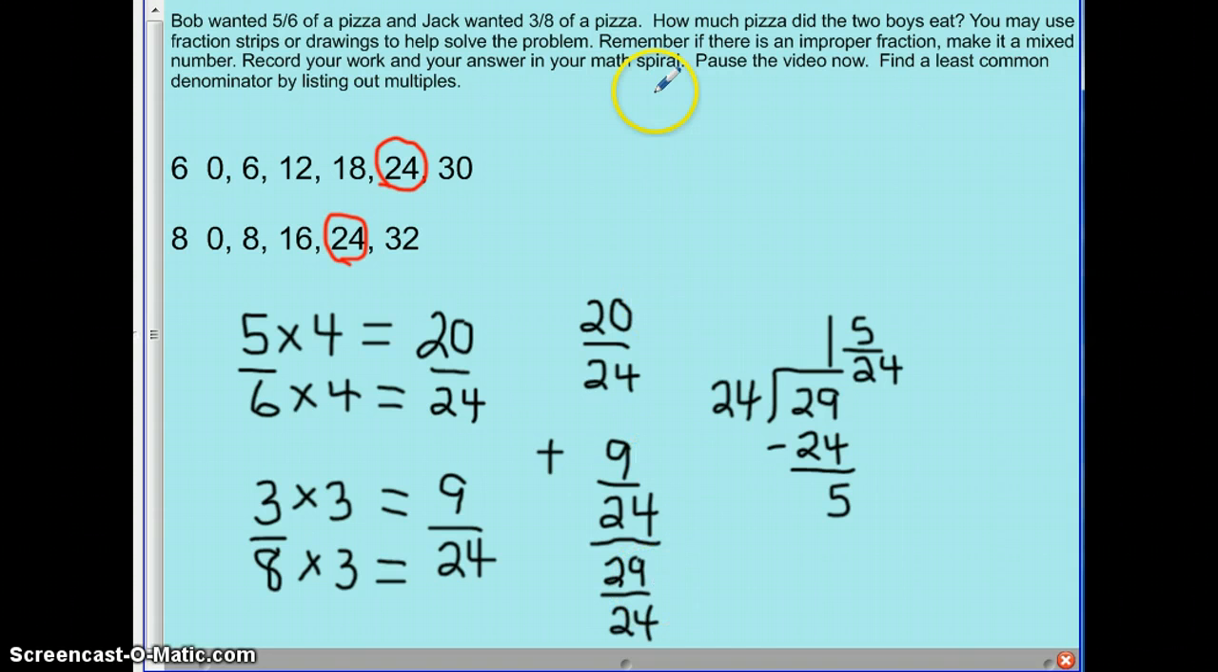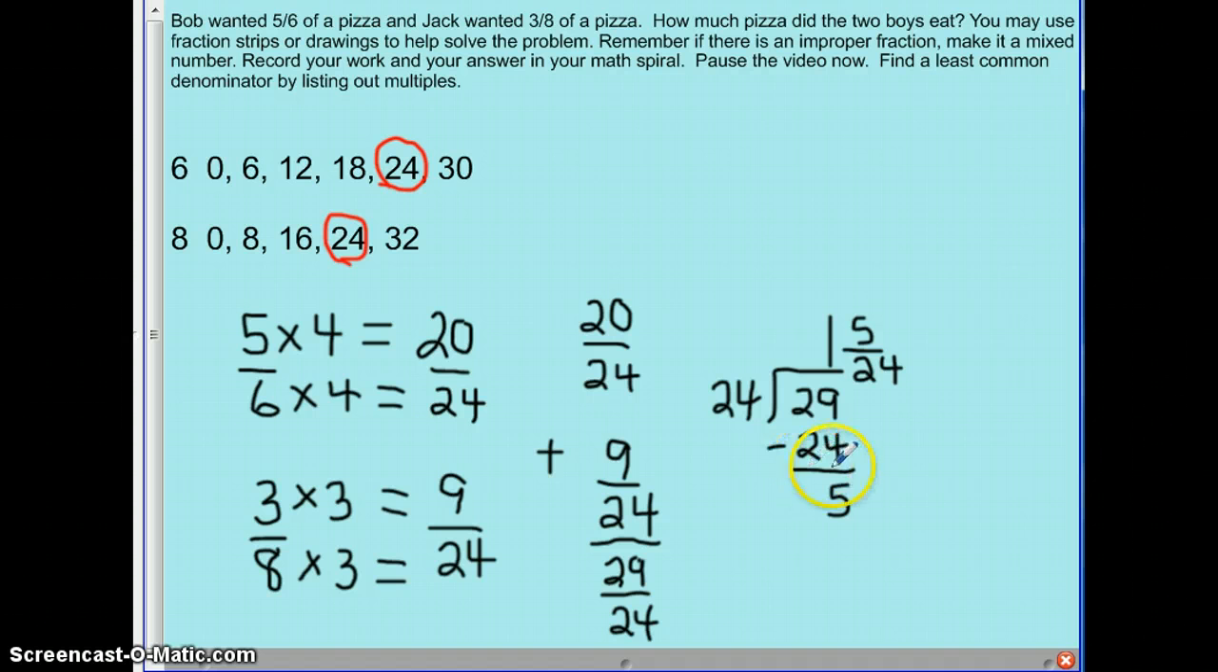So if you looked in the directions, it said if you have an improper fraction, make it a mixed number. So I take my denominator, turn it into my divisor. Take my numerator, make it my dividend. So 24 goes into 29 one time. That's my whole number, so I make it big.